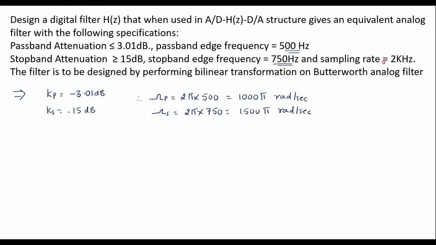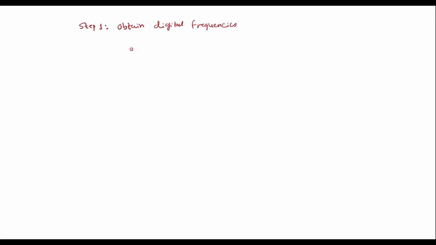Here the sampling rate is given, that is Fs is equal to 2 kHz. Therefore, I can write T is equal to 1 upon 2000, which gives 0.5 millisecond. Now the first step is to obtain digital frequencies. So digital frequencies are obtained using the formula W is equal to omega into T. Here W is nothing but digital frequency and omega is analog frequency.